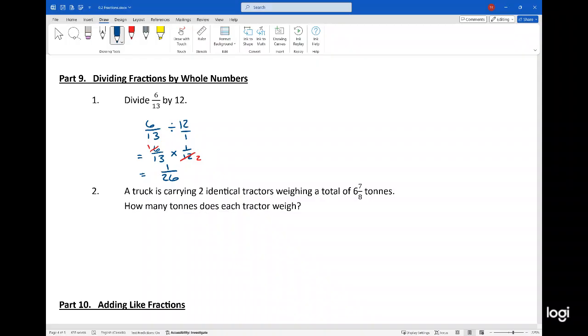Question 2. A truck is carrying 2 identical tractors weighing a total of 6 7/8 tons. How many tons does each tractor weigh?